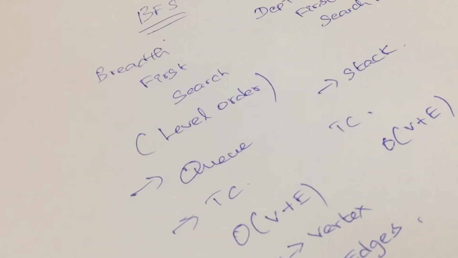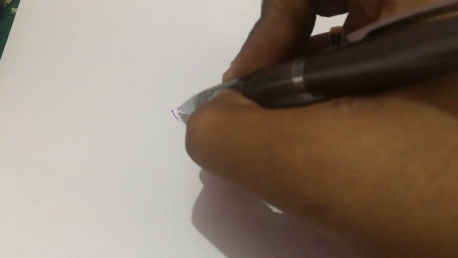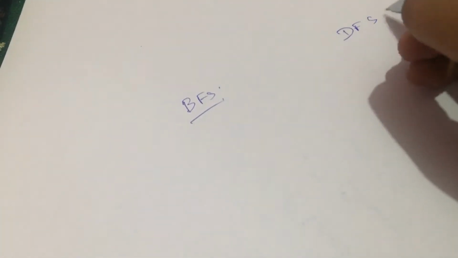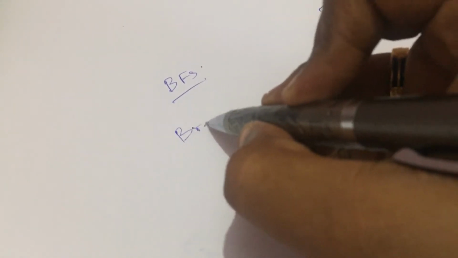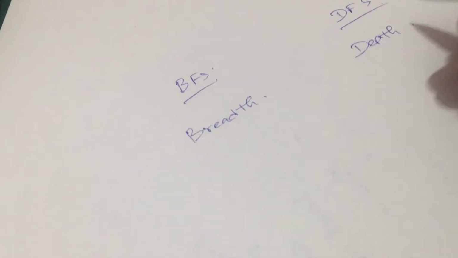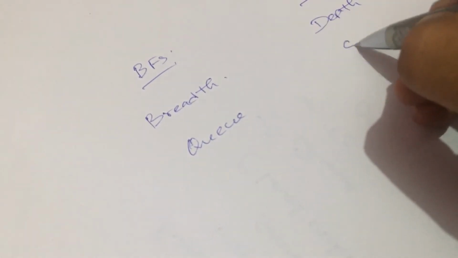Still there are a few more differences which we can speak about between DFS and BFS. So let me write all those differences over here. The very first difference is that BFS is breadth first search, and DFS is depth first search. BFS uses a queue, and DFS uses a stack for its implementation.